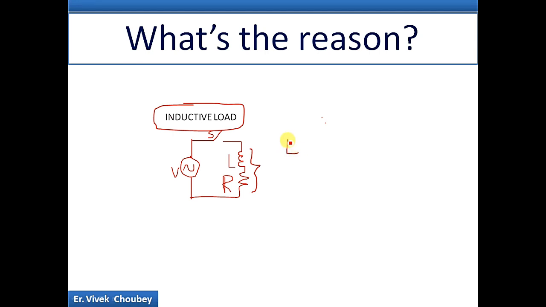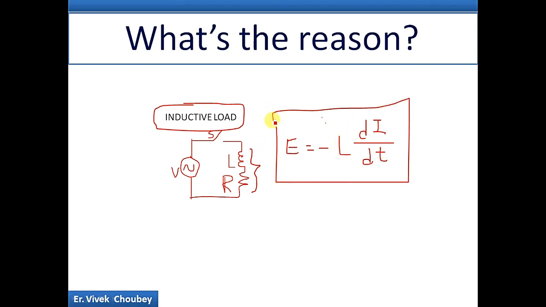Let's see Lenz's law. You must have been knowing about Lenz's law. It says that the induced EMF within an inductor is directly proportional to the rate of change of current. So this is the famous law: E = -L di/dt. E is the induced EMF, that is the EMF across the inductor. L is the inductance, di is the change of current, dt is the change of time.